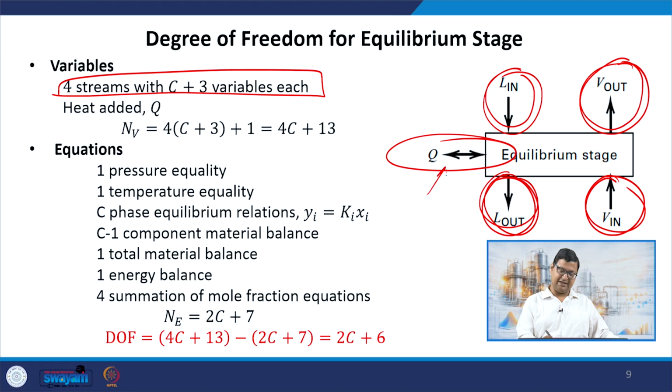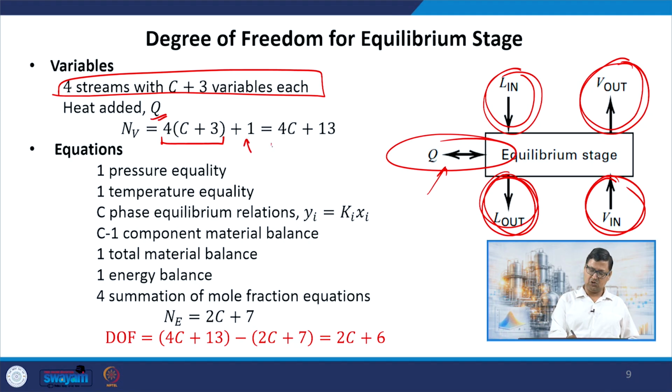And then an equilibrium stage may have a heat transfer or heat exchange. So I add an extra variable Q, and that is all I have to add, because the molar flow rates and all that are already taken care of, and we are not considering chemical reactions happening inside the equilibrium stage, right. So in total we have 4 times (C plus 3) variables from the streams and one variable, that is the heat added. So total we have 4C plus 13 variables.